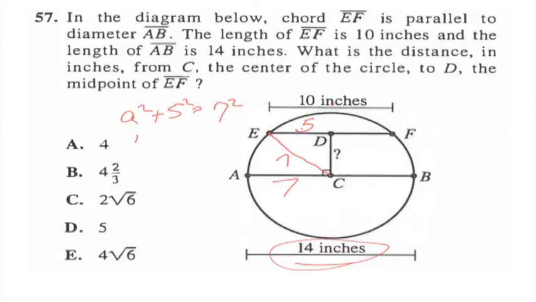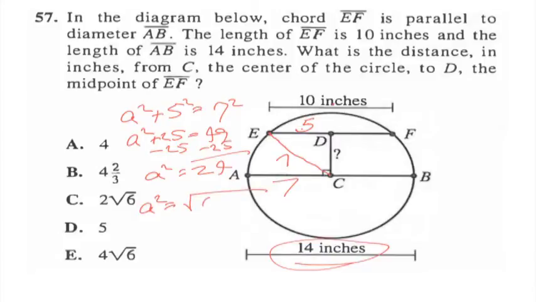When I look at this, I have a squared plus 25 equals 49. Subtract 25 from 49, and I get 24. So I know that a squared equals 24. Now we're going to break that down. a equals the square root of 6 times 4. Now I can break that into the square root of 4 times the square root of 6, which gives me 2 square roots of 6, and that makes C the answer to number 57.